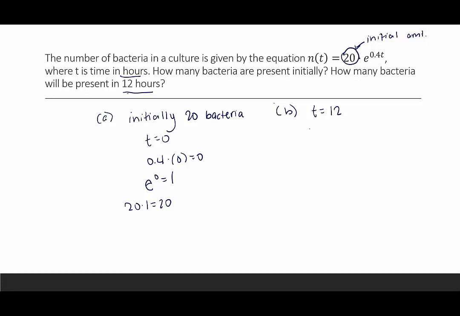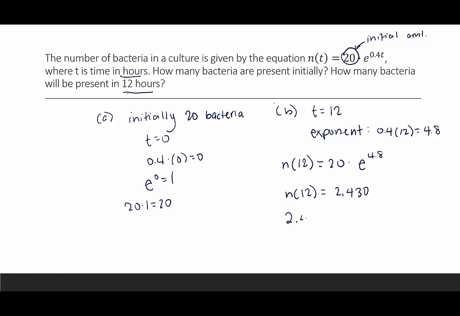And before I actually plug in, I again want to just calculate that exponent. So the exponent here will be 0.4 times 12. And if we multiply this out, we're going to end up with 4.8. So now I'm ready to plug in. This is going to be n of 12, replacing t with 12, is equal to 20 times e to the 4.8. And it looks like after 12 hours, this bacteria has skyrocketed up to 2,430 bacteria. So there's 2,430 bacteria at 12 hours later.